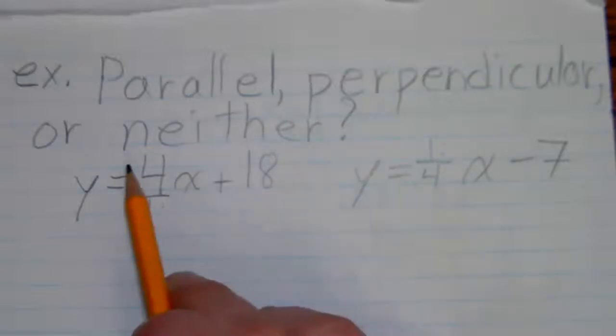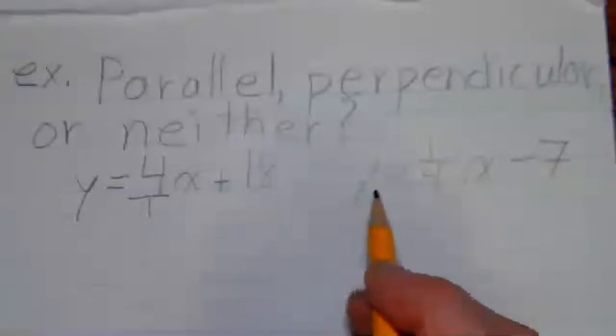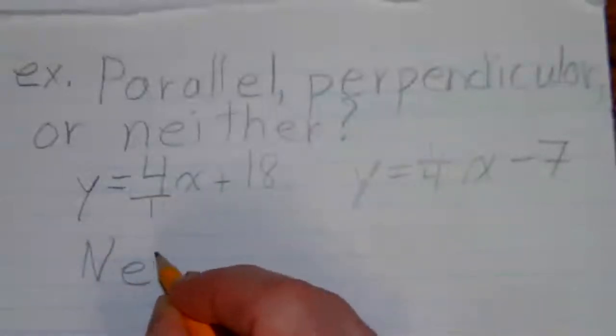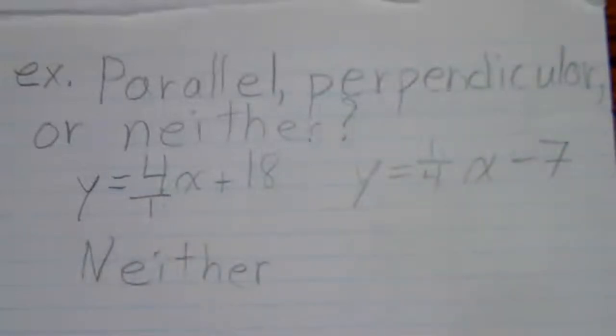If this one was negative or this one was negative, but not both, just one of them, then these would be perpendicular. So these are going to be neither. And if you graph these two lines in Desmos, you can see that they're in fact neither parallel nor perpendicular.